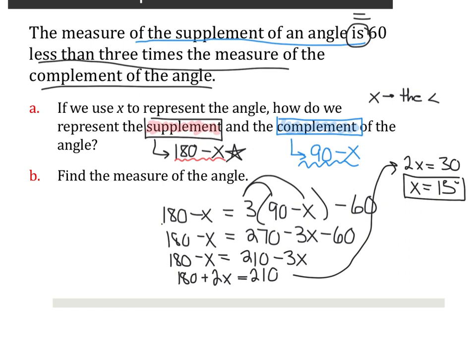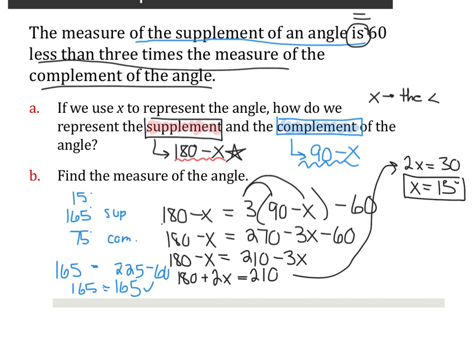As a way to check your work off to the side, if the angle is 15, its supplement is 165, its complement will be 75. These are the three angles. So this is the supplement, this is the complement. So what I'm going to do right now is 3 times 75, because I'm going to see what is 3 times the complement. It's 225. So I'm plugging into the equation. Is the supplement, which is 165, going to equal 3 times the complement, 225, minus 60? Yes, I get 165 equals 165, and that works out perfectly.